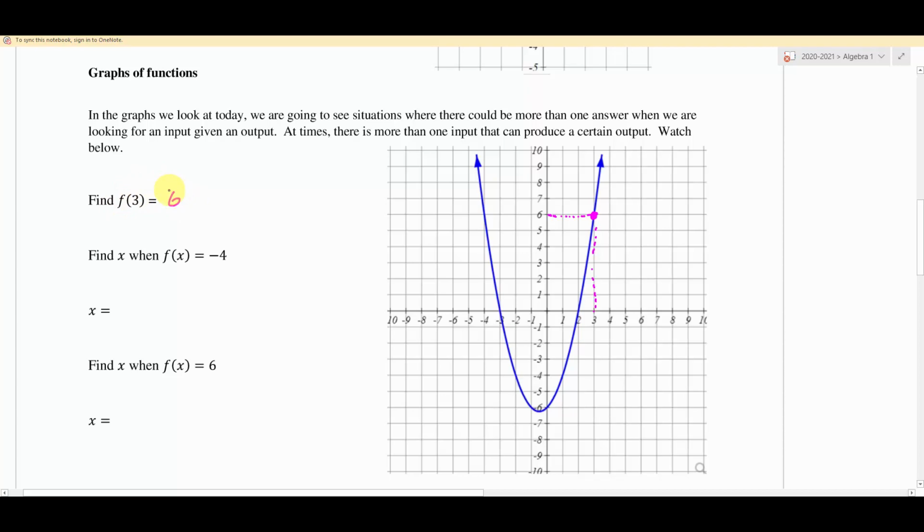So I know f of 3 equals 6. Now in this second one it says find x when f of x equals -4. Well, this -4 is not an input, right? They didn't give me the number here in the parentheses. They gave me an output.